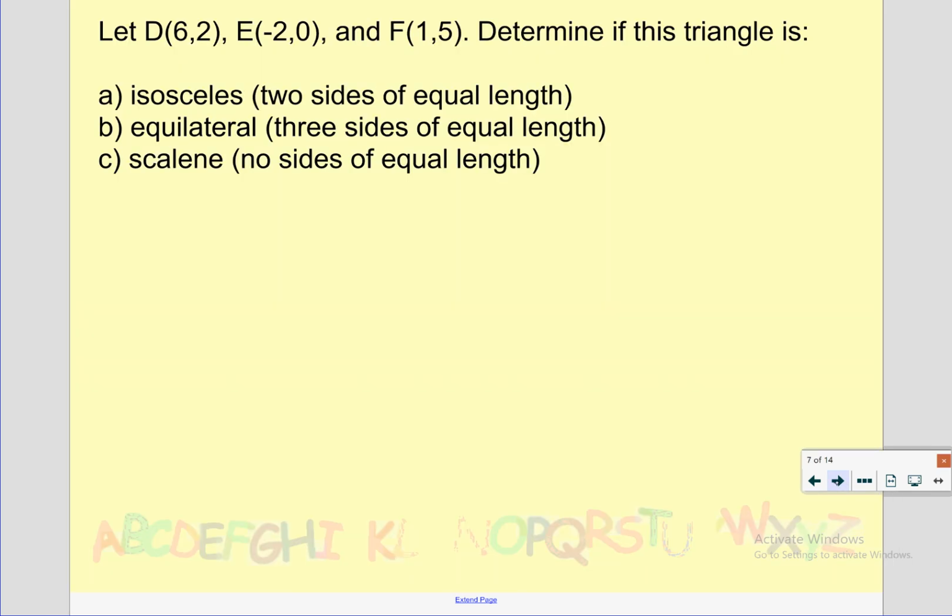Last problem of the day. We're going to do this one. I have 3 points. Point D is (6, 2), point E is (-2, 0), and point F is (1, 5). They make a triangle. You can draw the picture if you want.